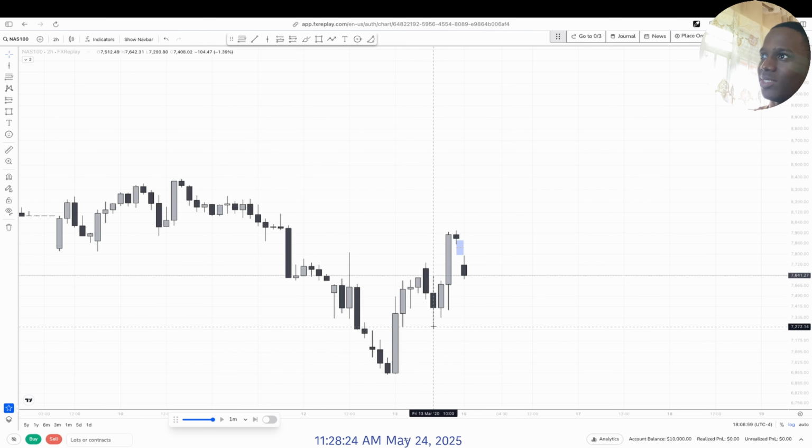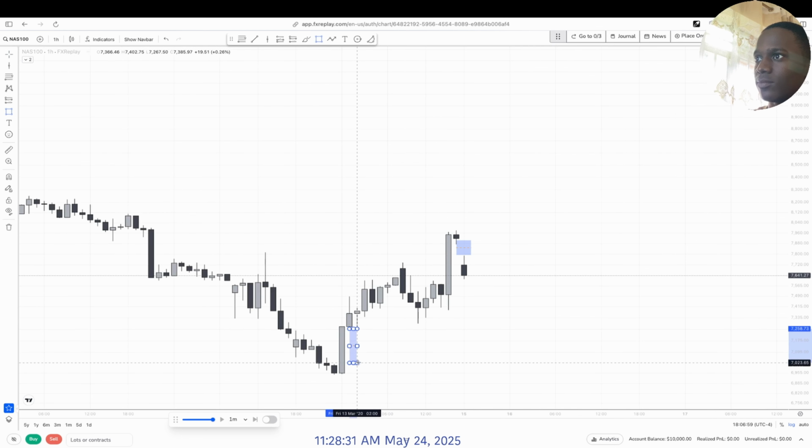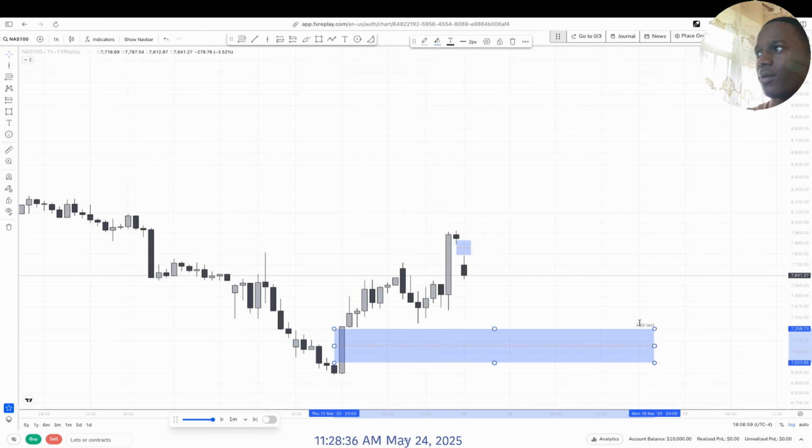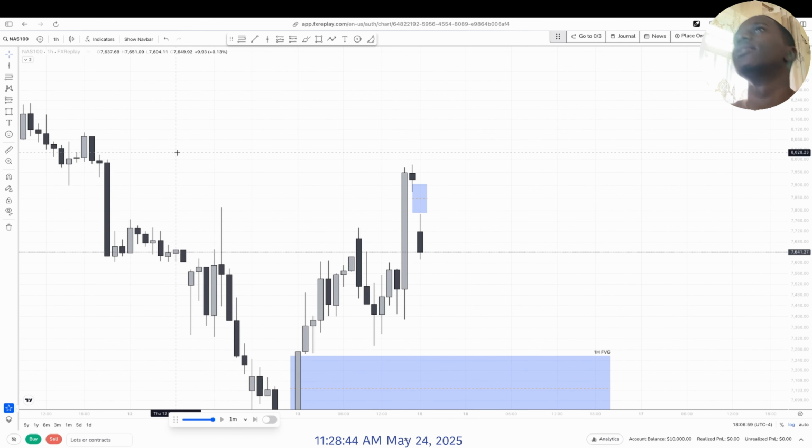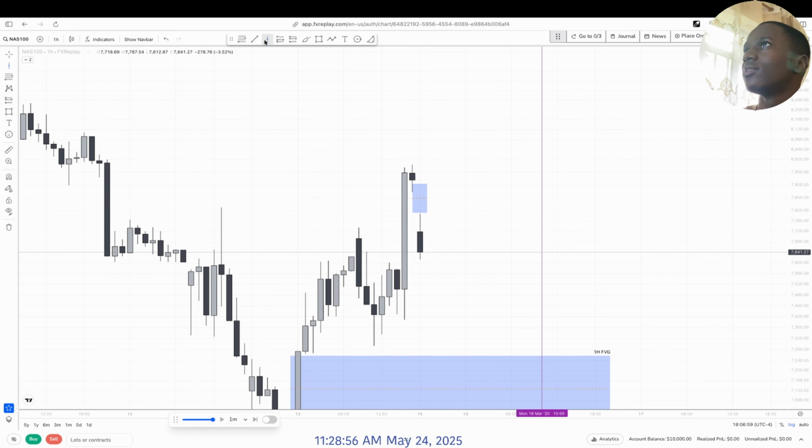And when it drops, we might target this low and this fair value gap on the 2 hour right here. We have our 1 hour fair value gap here, the 1HFVG, and the liquidity level. Alright, so let's see. We will wait for Monday 9:30. Monday at 10, sorry. Monday 10 is right here and 11 is right here.